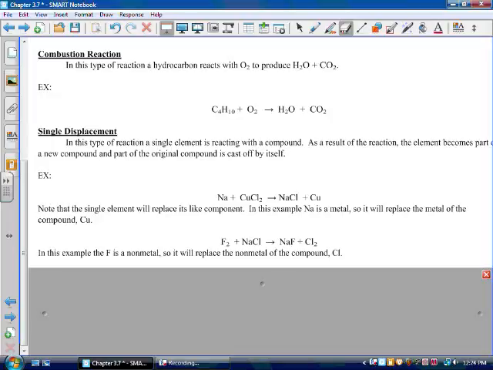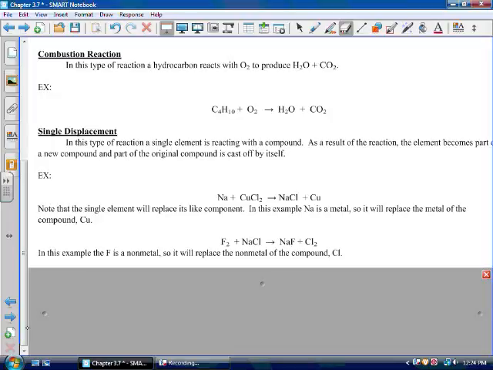Now, single displacement reactions can also happen with a non-metal in place. In our example here, we have fluorine gas reacting with sodium chloride. Now, since fluorine is a non-metal, it will not replace the sodium. It will not join up with the chlorine on the other side and leave sodium by itself. That can't happen because they are both negatively charged. Just like above, sodium couldn't join up with copper on the other side and leave chlorine by itself because they're both positively charged. Positive charges will repel one another. Opposites attract, likes repel. You should have learned that in physics. So therefore, sodium has to join up with chlorine on the other side.